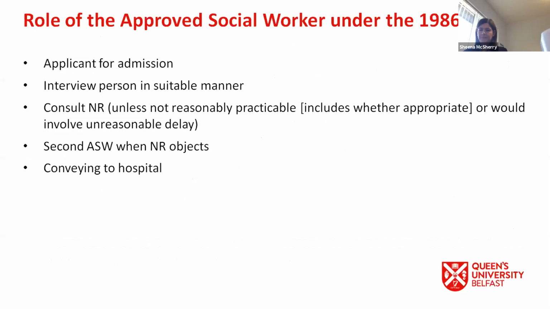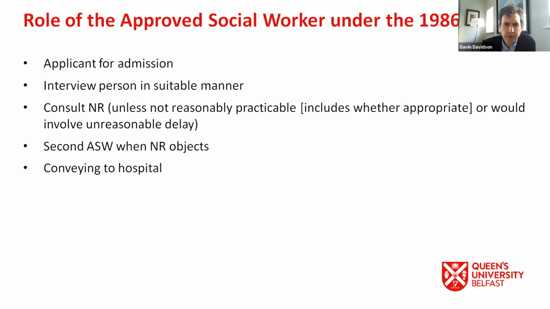Okay. The next parts are just running through the key aspects of the role of the ASW under the 86 order and the role of the relevant social worker under the 86 order. And they're not dramatically different, as you'll see, but there are some things to note. So the role of the relevant social worker under the 86 order is to act as applicant for admission. In order to do that, they have to interview the person in a suitable manner. They have to consult the nearest relative, so they have to identify who the nearest relative is and consult them unless it's not reasonably practicable or would involve unreasonable delay.